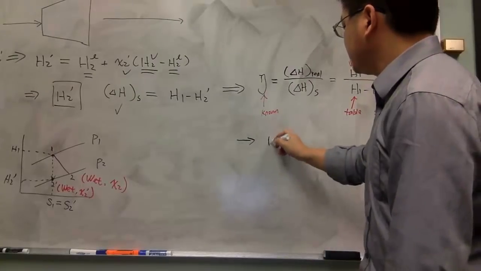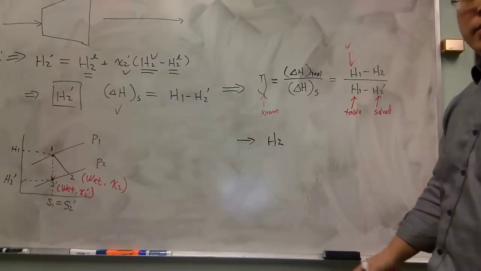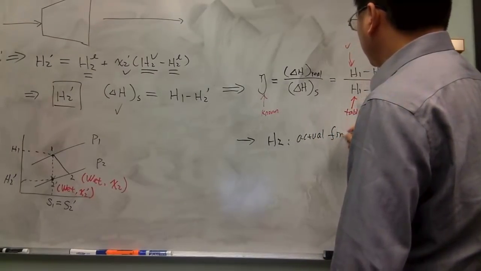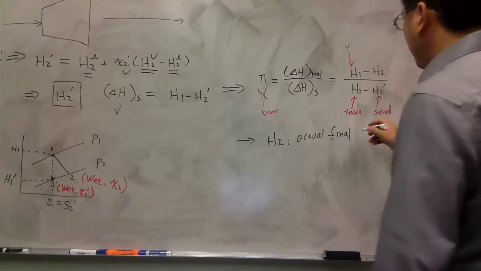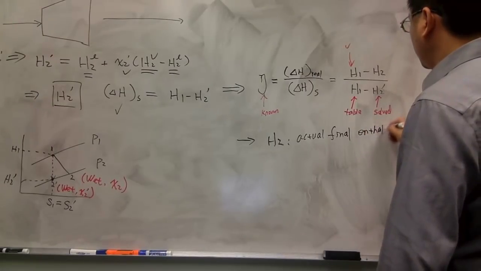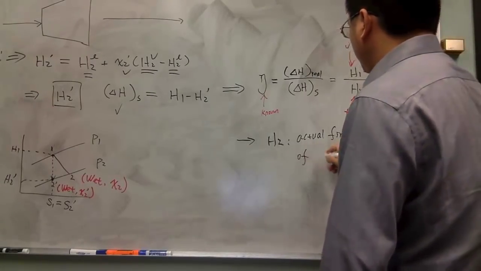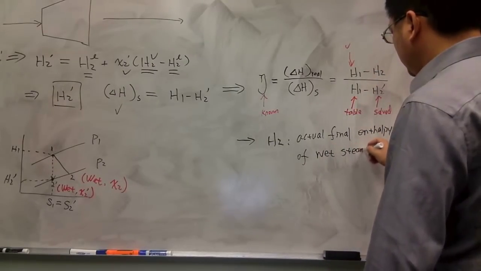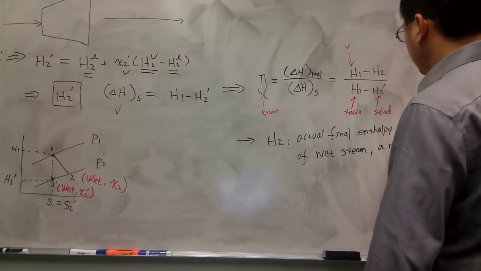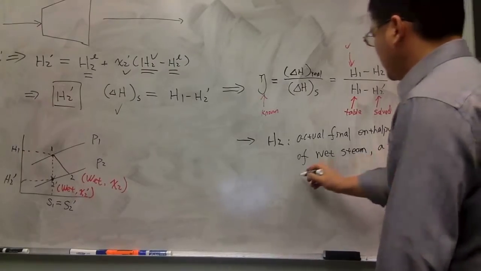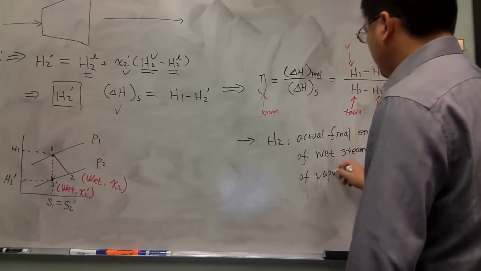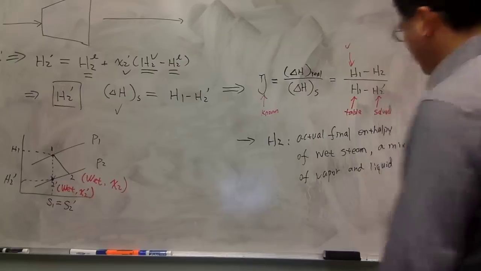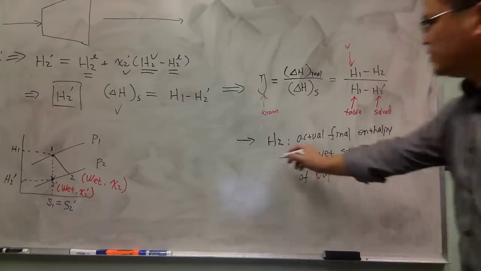So now if you put all those values into this equation via the efficiency, then we are able to solve H2, which is the actual final enthalpy of wet steam, a mixture of vapor and liquid. We have this calculated.